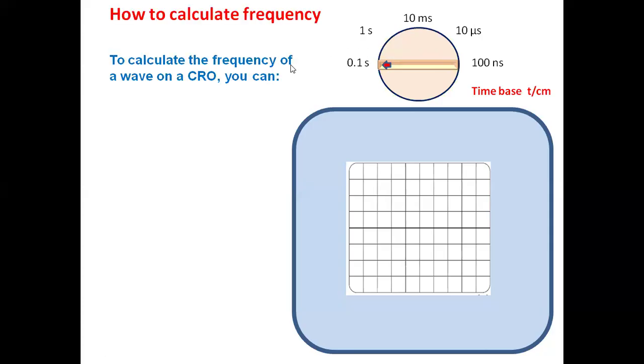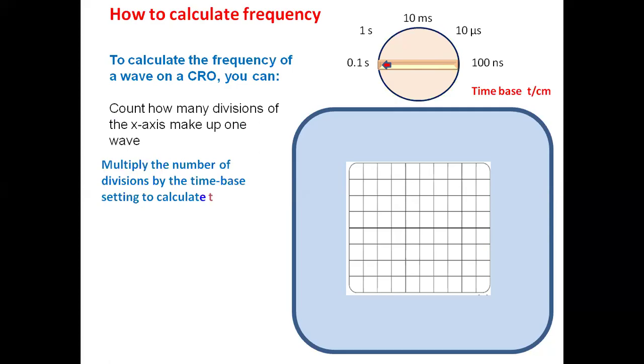So how to calculate the frequency? We have to count how many divisions of the x-axis make up one wave, because for the time, we have the time base turned on. And when the time base is turned on, this is connected to the X plates. So multiply the number of divisions by the time base setting to calculate the time period, and use the formula to find the frequency.